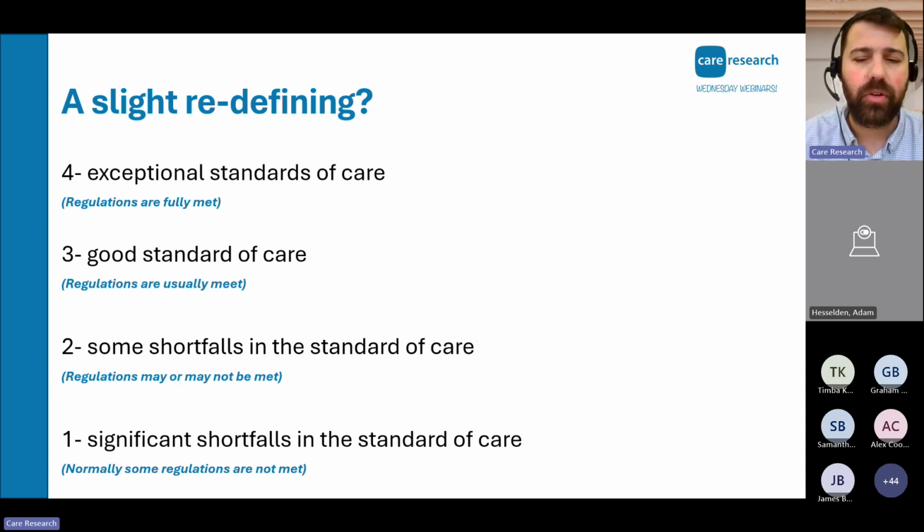And I'm thinking of my good friend Julie Garrity here. They've also pinned it to what that means from a regulatory perspective. So 4, exceptional standards of care, regulations are fully met.